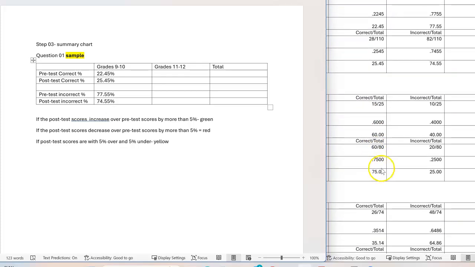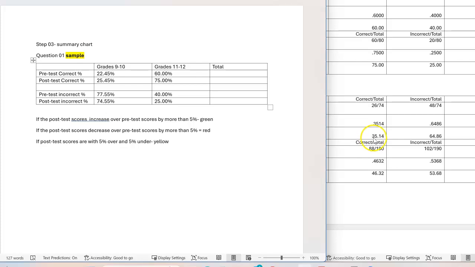Grades 11, 12 are the next one. We have 60% got it correct on the pretest, and 75% got it correct on the post-test. And then incorrect, we have 40% got it incorrect, and 25 got it incorrect on the post-test.